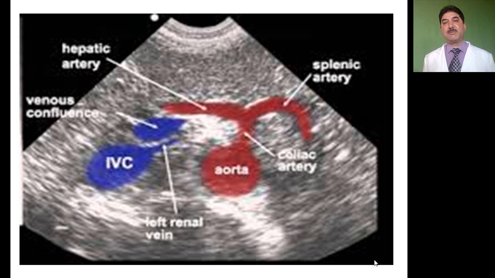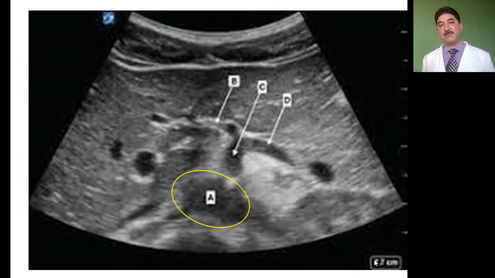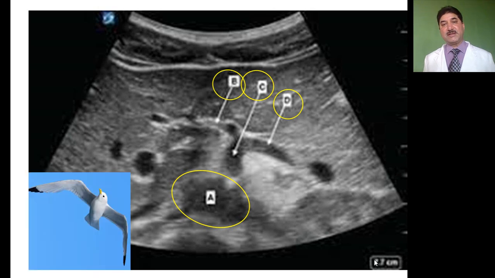Celiac trunk arises from abdominal aorta. It divides into three branches: splenic artery, hepatic artery, and left gastric artery. On ultrasound, we can see celiac trunk dividing into right and left branches. Abdominal A is abdominal aorta. It gives celiac trunk, which divides into splenic artery and hepatic artery. Since this pattern resembles a seagull, we call it as seagull sign.